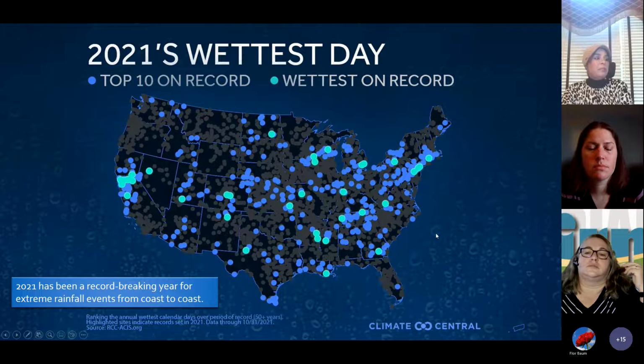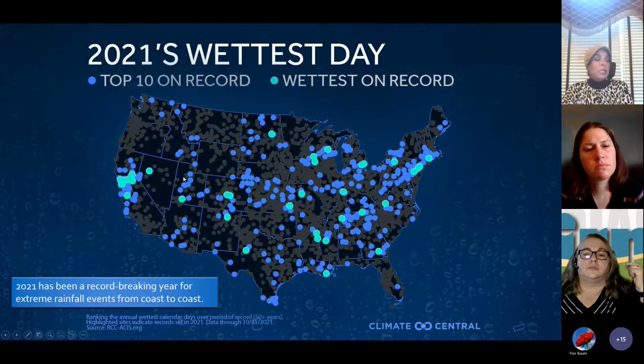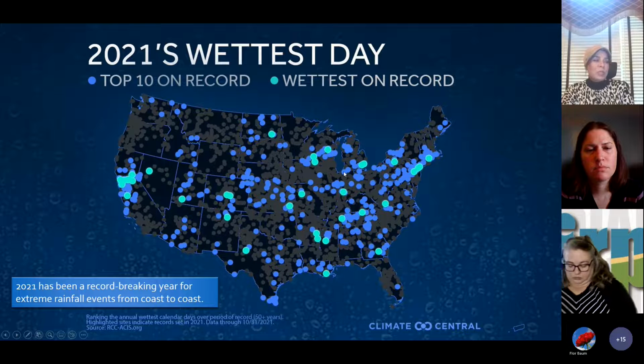This map showed that 2021 was the wettest year we have on record, with extreme rainfall events from coast to coast. The dark blue shows the record-breaking areas. We are in the top 10, as shown here in dark blue, specifically in Porter and LaPorte County, which got very wet in 2021.